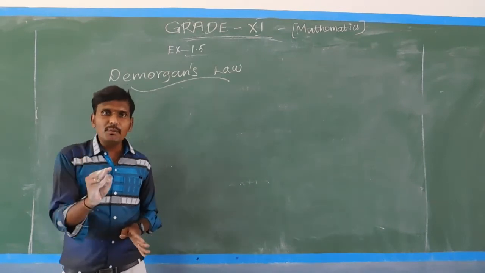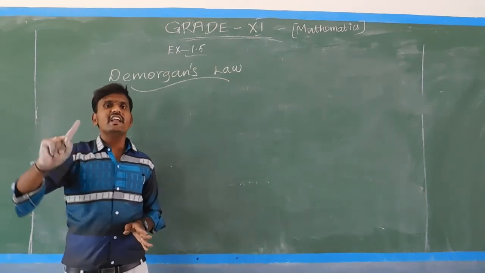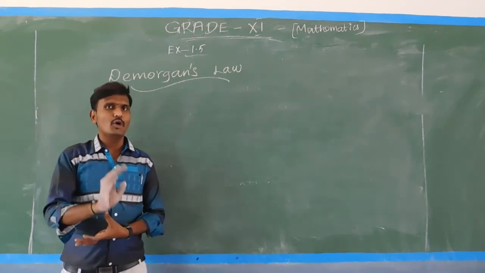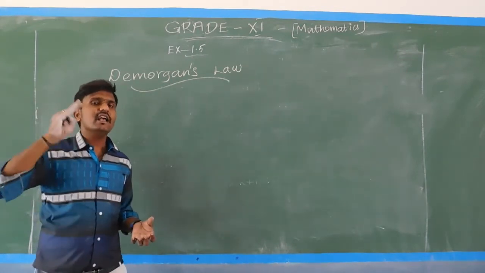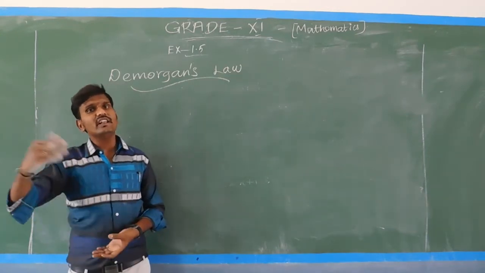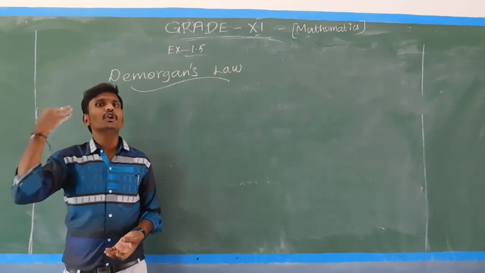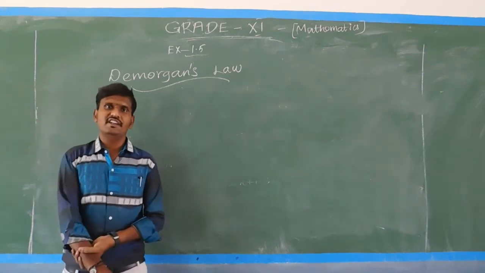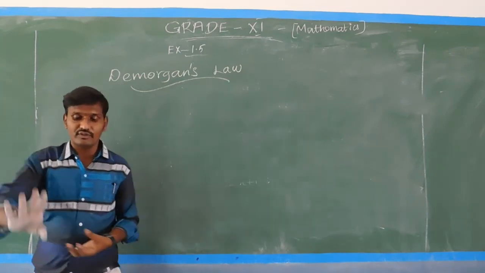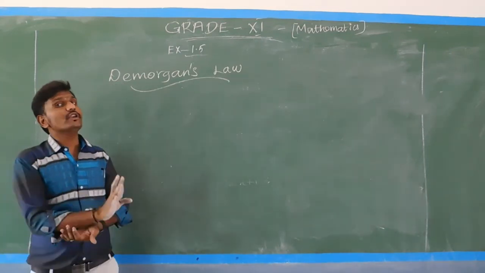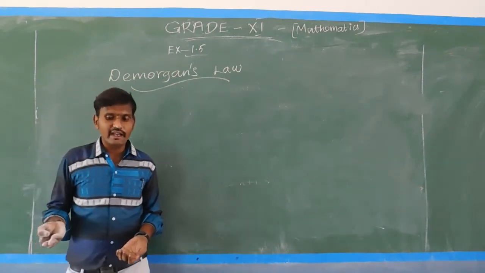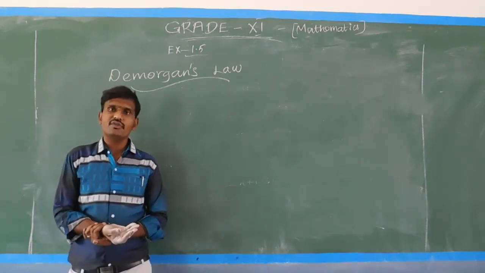The complement of a union of two sets becomes the intersection of their complements. Suppose I take the complement of the intersection of two sets, it will become the union of their complements. Sorry, wait. See, the complement of a union of two given sets becomes the intersection of their complements.